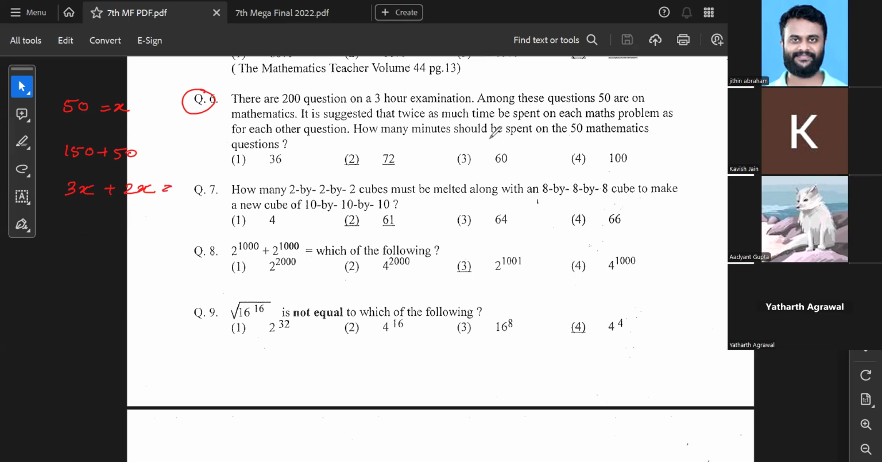3x plus 2x is equal to the total time, which is how much? 3 hours, which means 180 minutes. So 5x is equal to 180 minutes. That gives you x equal to 36 minutes. What we are supposed to find is how much time is taken to solve the 50 questions. To solve 50 questions, we have taken 2x time, which is 72 in this case. Hence, option 2 is your correct answer.